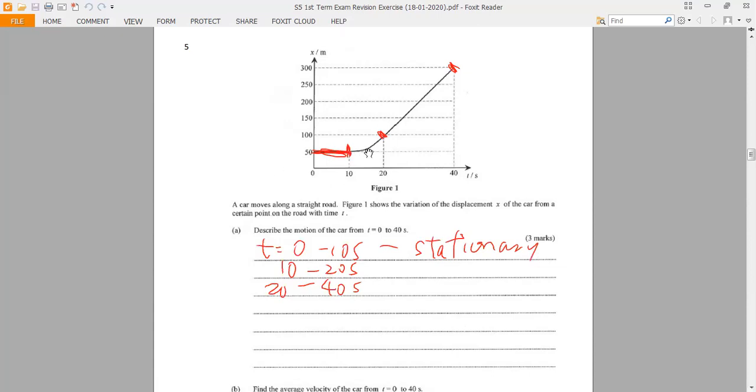In the last lesson, I talked about curving up or curving down. This is curving up, which means it's accelerating, increased velocity. Your slope is increasing, so you can see the velocity is increasing. And the last part, you see a straight line. This is a uniform velocity. So always remember, curving up is accelerating, curving down is decelerating.